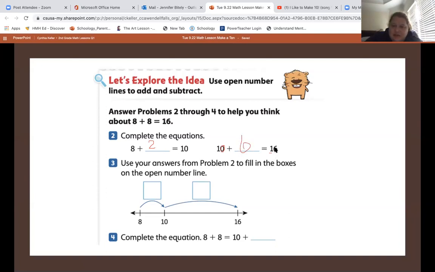And there's that 6 because this part here is what this is. Okay, and we'll talk more about that place value further on in the year. But just so you know, that's what you want to watch out for. Okay, now it says use your answers from this problem to fill in these boxes on the open number line. So we have an 8, a 10, and a 16. Okay, 8, 10, 16. Got it.